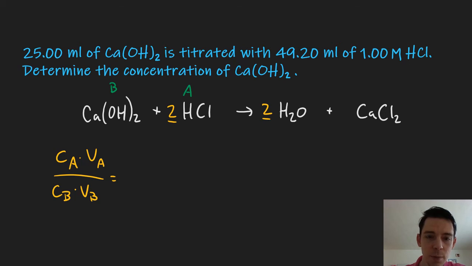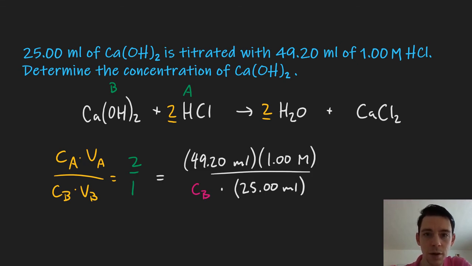So now we can set up our mole ratio. The number of moles of A present will be the concentration of A times the volume of A. In the denominator, we use a similar expression but with the values given for B. We can set this equal to 2 over 1, which is the stoichiometric ratio for A to B from the balanced reaction equation.